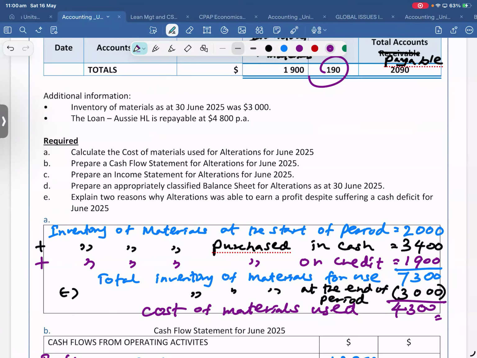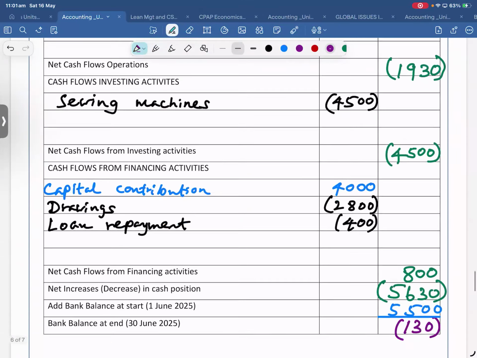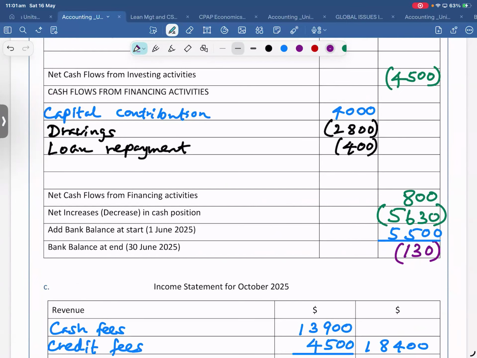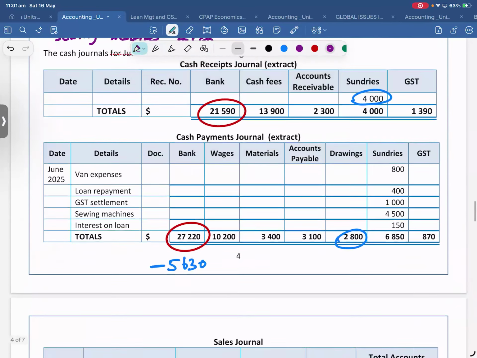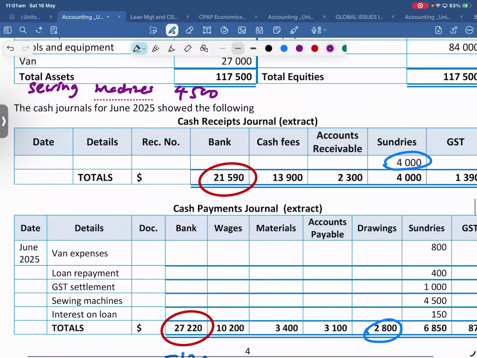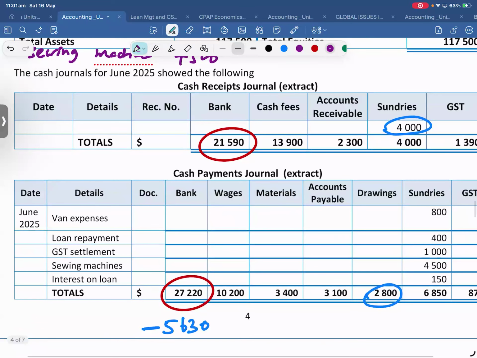That's right. So the business was able to earn a profit despite suffering a cash deficit. So was there a cash deficit? Yes. How much? No, that's not the cash deficit. 5630 is the cash deficit, which is the net decrease in cash position, meaning we have made a loss in cash. We received 21,590, but we paid 27,220, meaning we have lost cash of 5630.